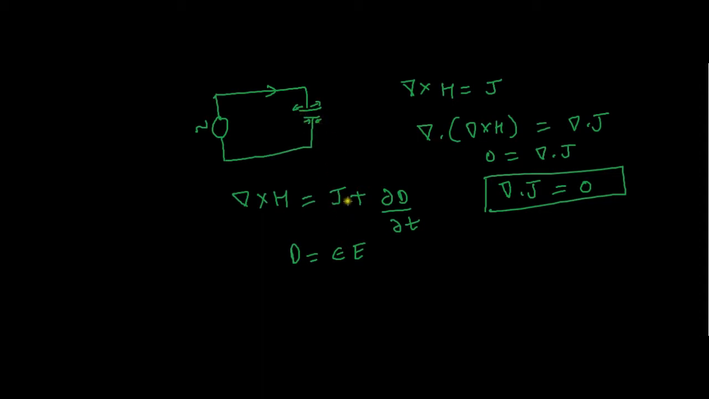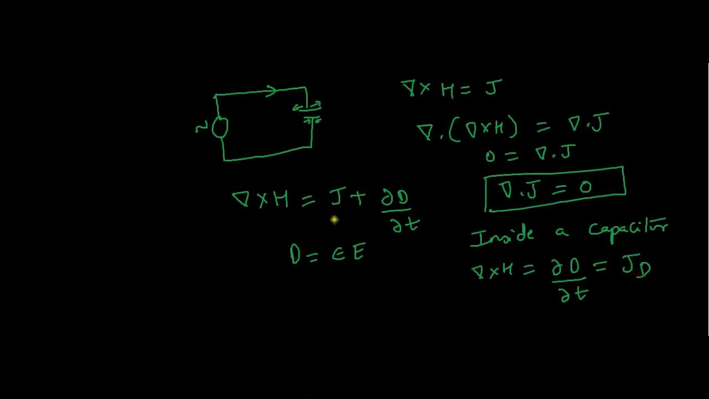For capacitive circuits, this conduction current density is zero. Why? Because no electrons flow through this path, since it is just an open circuit. So we'll make it zero. So inside a capacitor, del cross H is equal to del D by del T. So this is nothing but JD.